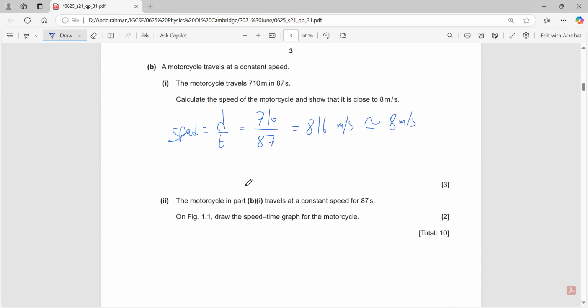The motorcycle in part B travels at a constant speed for 87 seconds. Draw the speed time graph for the motorcycle on figure 1.1. Okay, he's being very clear. On the graph, can I draw the speed of 8 meters per second? Yes, I can. For how long? For 87 seconds.